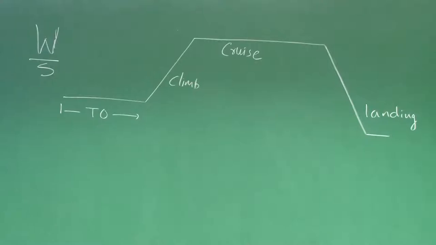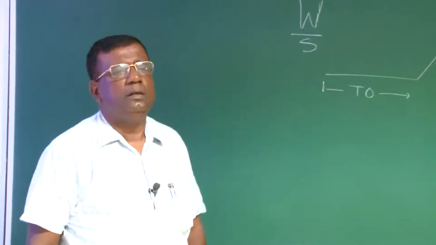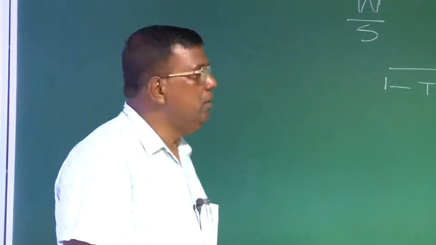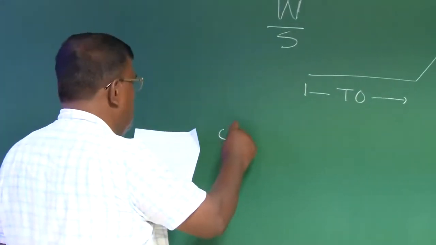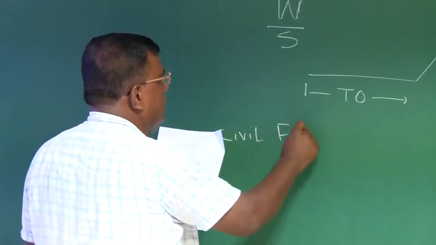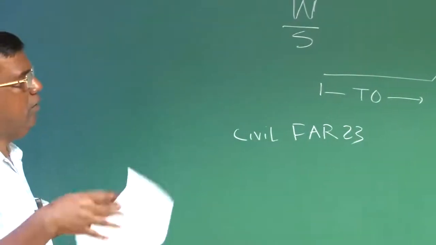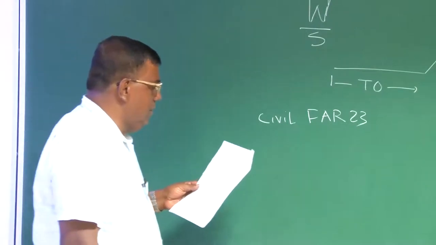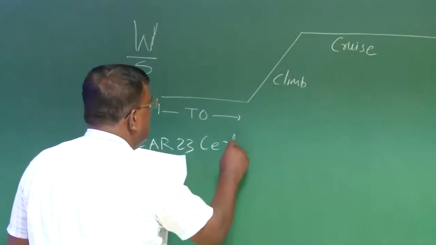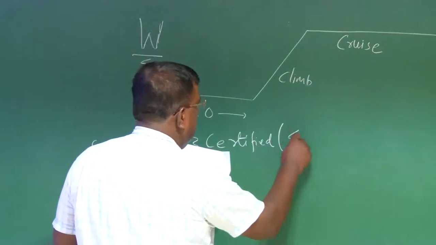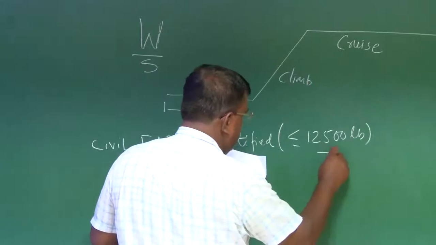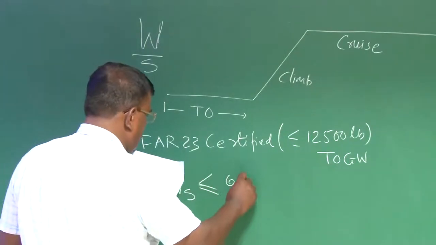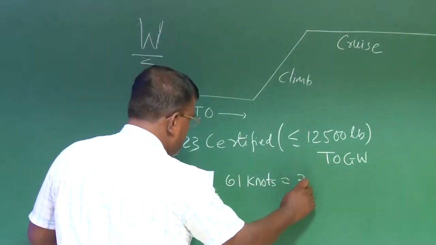You also know whenever you're designing an aircraft, from a safety and standardization point of view, the regulatory authority prescribes different conditions. For example, if you see your civil FAR, now it is EASA, there is a lot of standardization going on to ensure that globally we talk the same thing, but I am using the old specification. For a FAR 23 certified aircraft under 12,500 pounds takeoff gross weight, the V stall is prescribed as less than or equal to 61 knots, which is roughly 30 meters per second.